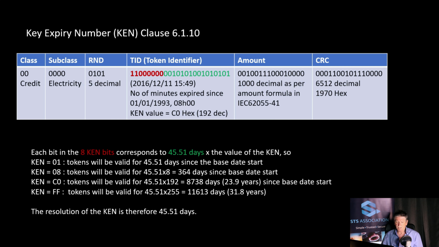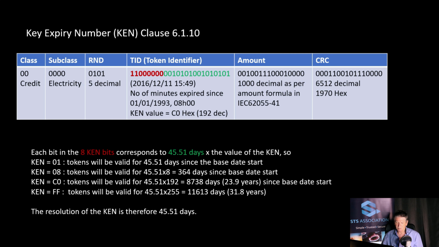So with a Ken of 01, for example, tokens will be valid for 45.51 days since the start of the base date. With a Ken value of 8, it will be 45.51 times 8. In other words, the meter will accept tokens for 364 days since the start of the base date, and so on.